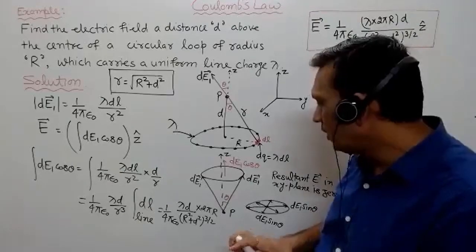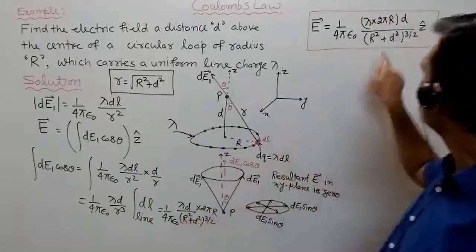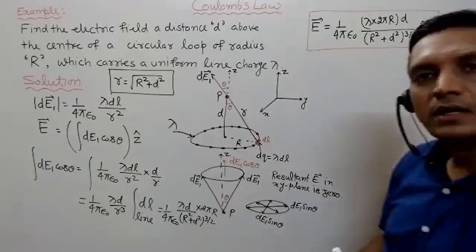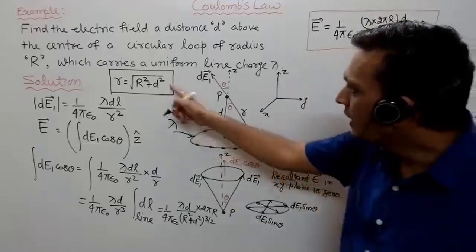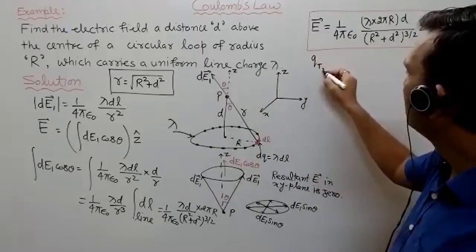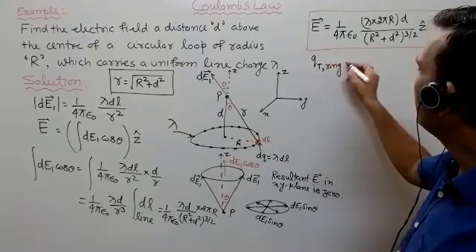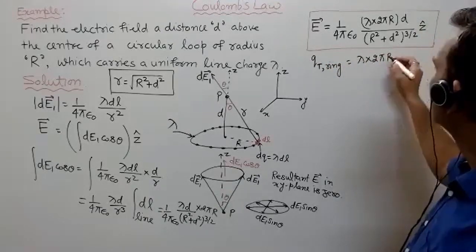One by 4 pi epsilon naught, lambda into 2 pi r, into d by r square plus d square power 3 by 2. Now, since lambda is uniform, what will be total charge on the ring? Lambda into 2 pi r.